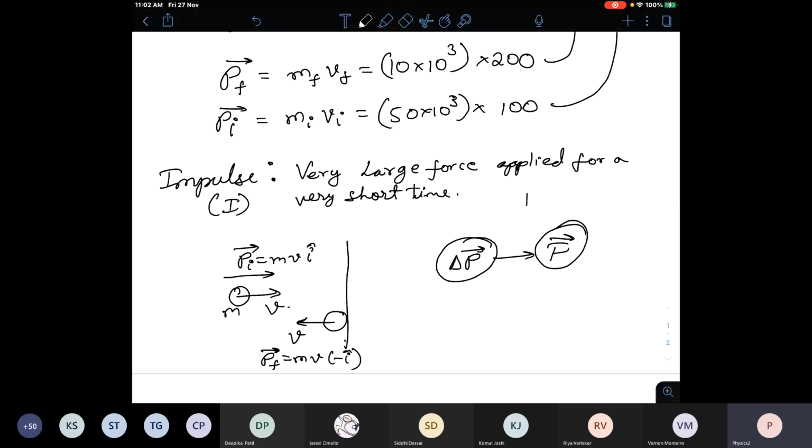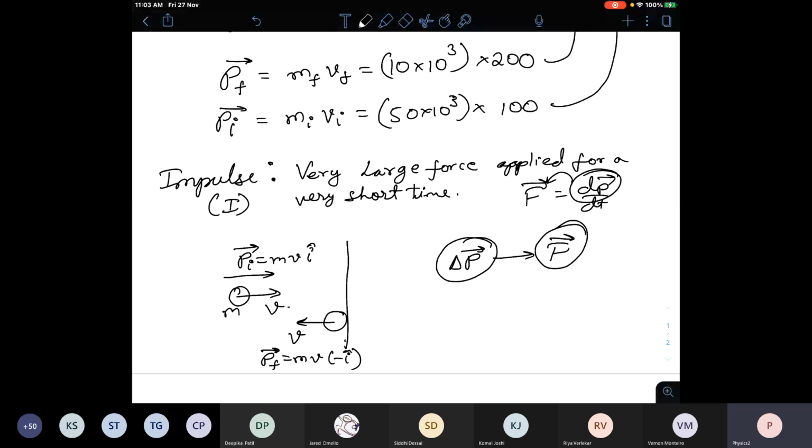So wherever there is a dp, what does that mean? A change in momentum. Wherever there is a change in momentum, there will be a force connected to it. So here, since the momentum is changing, there must be a force between the wall and the ball.